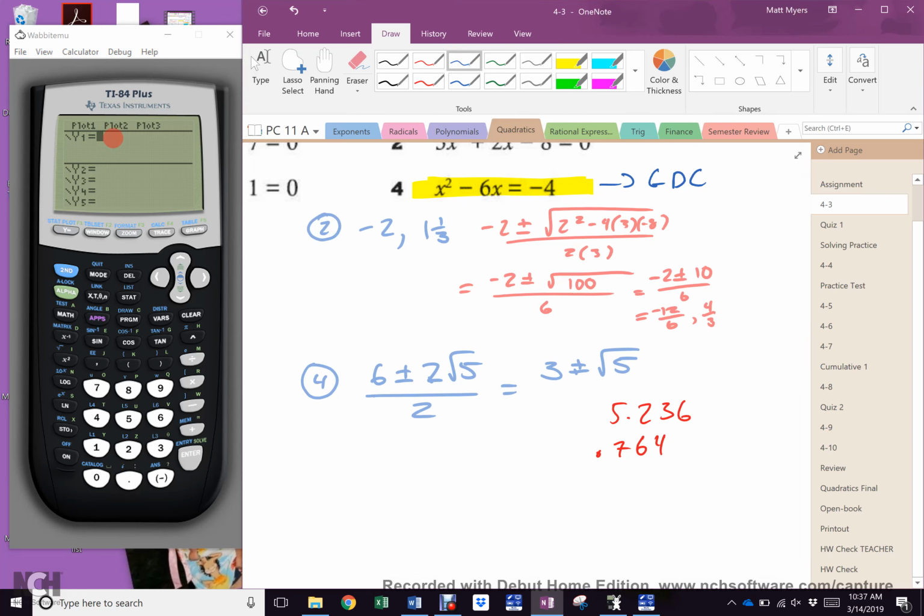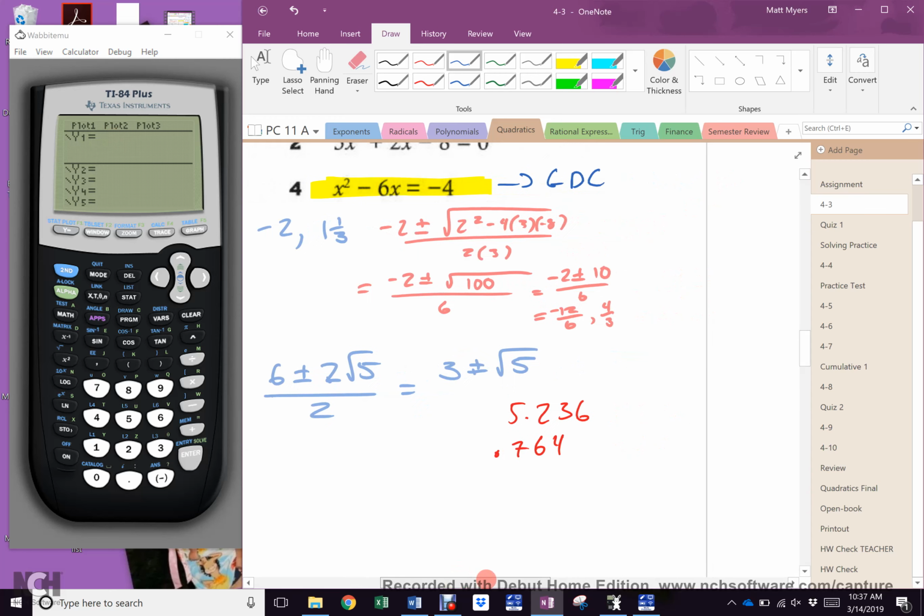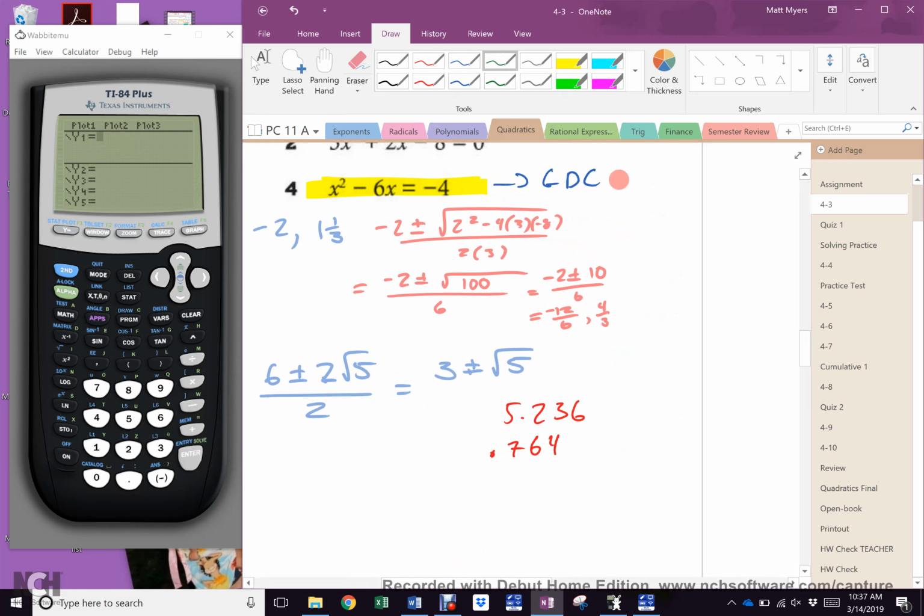So what do I got to do with this before I can put it in here? You got to move the 4. That's it. So to put this into my calculator, it's going to be what? X squared minus 6x plus 4. So let's do that. X squared minus 6x plus 4. Everyone agree?